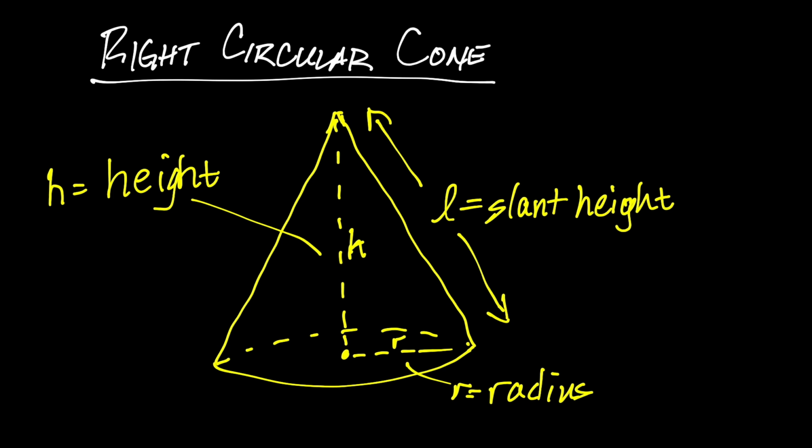is the height of the cone, also known as its altitude. So the altitude is at right angles to the base of the cone. So those are the important parts. So let's go and look at a quick example.